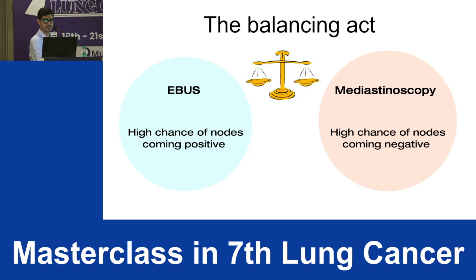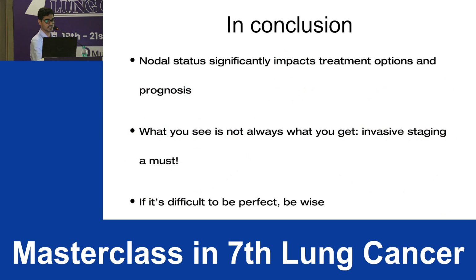We have two modalities, EBUS and mediastinoscopy, and we must look at cost and infrastructure. Sometimes we may deviate from the routine protocol, that is, EBUS negative confirmed with mediastinoscopy. What I think is, if there is a high chance of the node being positive, EBUS is good enough. But if the nodes are small, not avid, then mediastinoscopy is better, because you can get a proper clearance. Smaller nodes can also be removed, and sensitivity will be better in such cases.